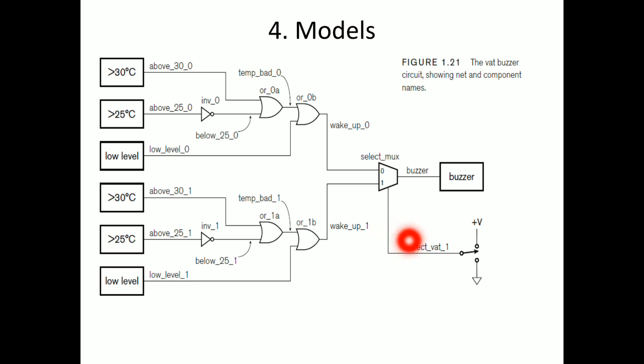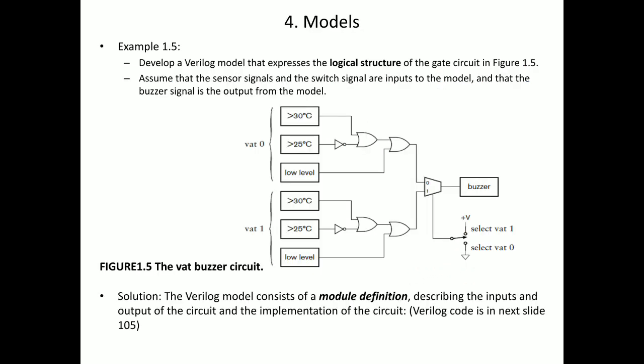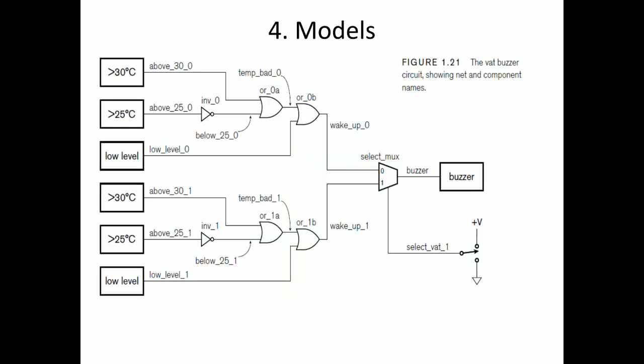You can see the select line name is given as select VAT. You can see this is the upper switch and this is the lower switch. The upper one is select VAT 1, the lower one is VAT 0. Since here it has selected VAT 1, it is named select VAT 1. So basically it's a select VAT. The name of the select multiplexer select line is select VAT. There are two select lines, select VAT 1 and select VAT 0.